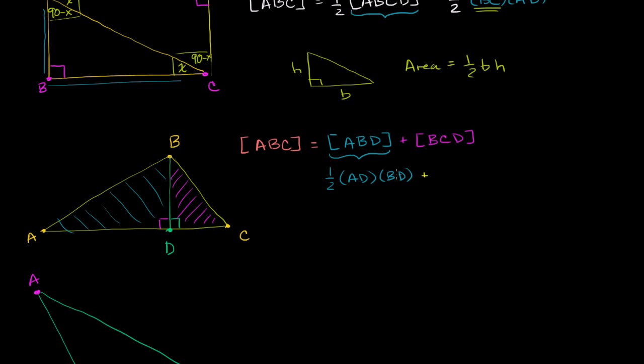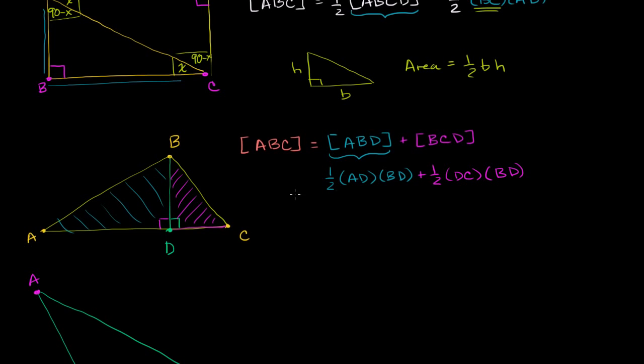And now let's find the area of the magenta triangle. Well, once again, it's a right triangle. It's going to be 1/2 times the length of this base right over here, which is DC, the length of segment DC, times the length of BD again.